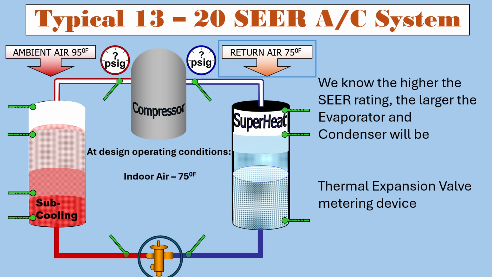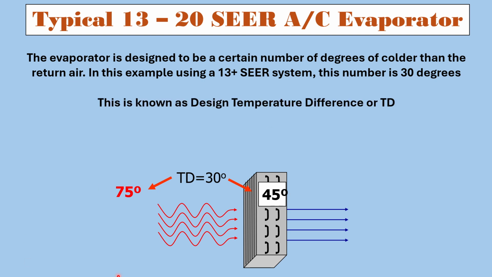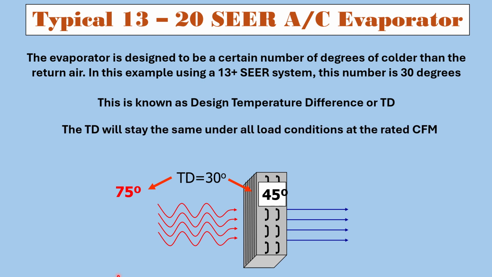At design operating conditions, indoor air 75 degrees, outdoor air 95, and 50% humidity, the evaporator is designed to be a certain number of degrees colder, and in this case, it's 30 degrees. This is known as design temperature difference. And this design temperature difference will stay the same under all load conditions at the rated air CFM airflow.